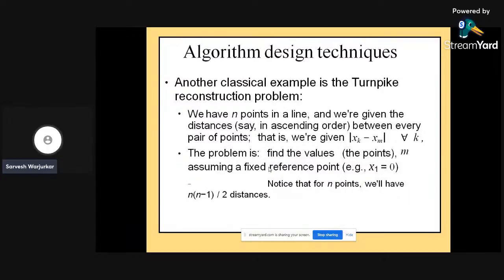Another classical example of this algorithm design technique, backtracking, is the turnpike reconstruction problem, in which we have n points available on a line, and we are given the distances in ascending order. Of course, ascending means increasing order.